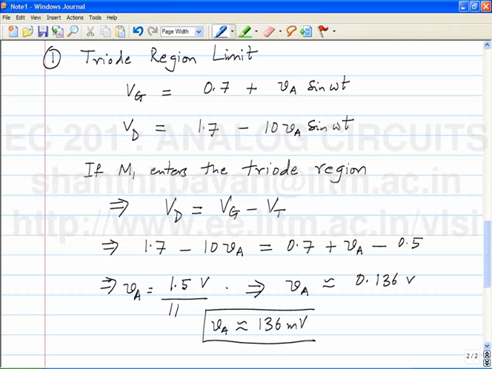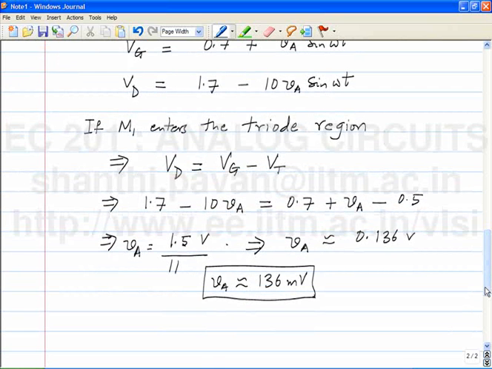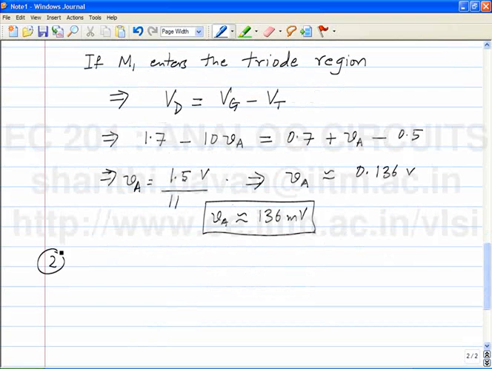Okay. So if the amplitude of the input sine wave exceeds 136 millivolts peak, then when the output sine wave goes low, the bottom of the sine wave will get chopped off. The next thing is to find the limit for cutoff. And what is that limit?